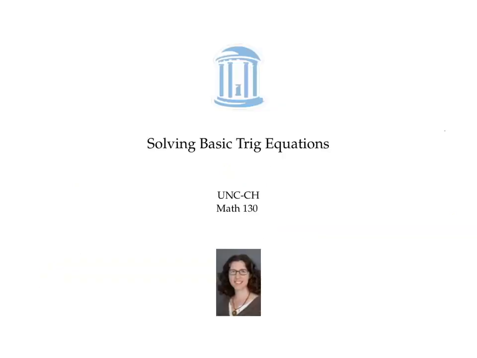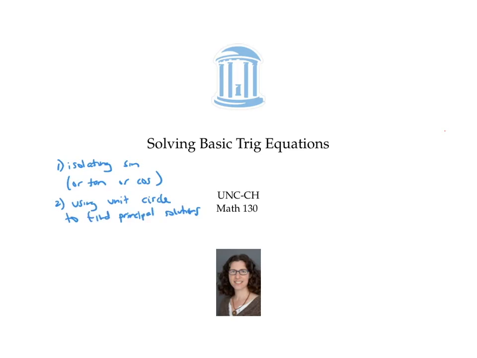In this video, we solved basic trig equations by first isolating sine or tangent, or the same thing would work with cosine, and then using the unit circle to find principal solutions. Principal solutions are just solutions between 0 and 2 pi, and then adding multiples of 2 pi to these principal solutions to get all solutions. For tangent, we noticed that it was equivalent to just use one principal solution and add multiples of pi instead of 2 pi.